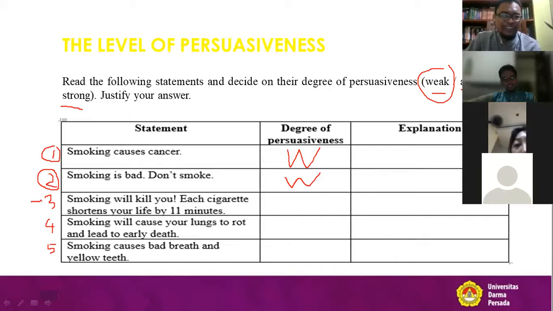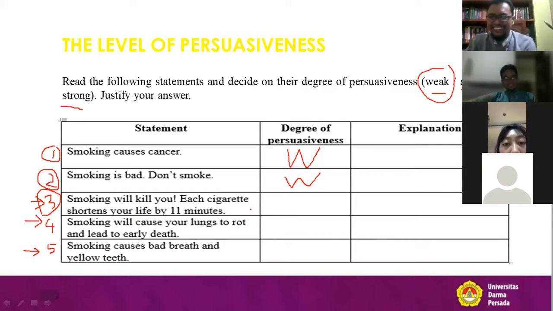Now we are left with number 3. You have to be very careful. Number 3, number 4 and number 5 have something in addition. It's not general, and it's not common. What do you think of number 3? Smoking will kill you. Each cigarette shortens your life by an average of, I think, 11 minutes.